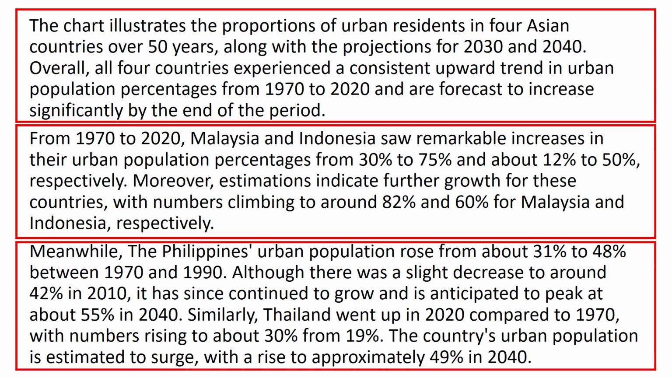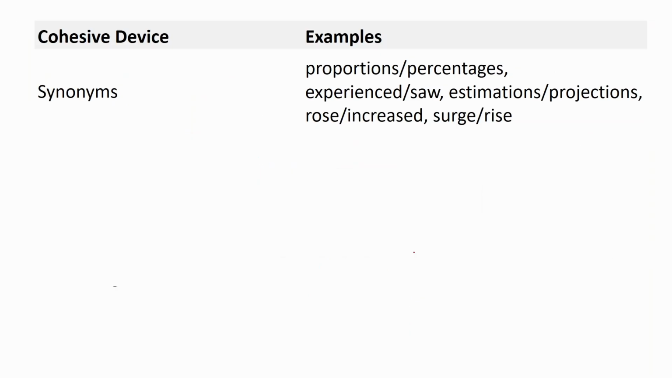Now let's talk about its cohesion. What gives cohesion to this writing? So first, I try to use synonyms. Here I've got some examples. For proportions, I use percentages. For experienced, I use saw. For estimations, I use projections. And for rose, I use increased. And for surge, I use rise.